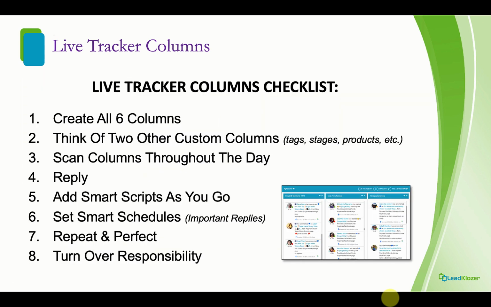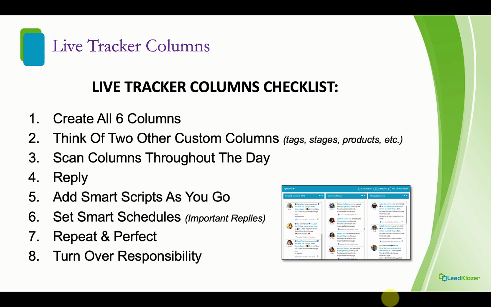So what are the LiveTracker columns checklist items that we want you to do on a regular basis? Well, we want you to create those 6 columns that we recommended, and then think of 2 other columns that make sense for you and your business. You might want to see a column of all people that you've tagged a certain way or have achieved a certain stage in your sales pipeline.